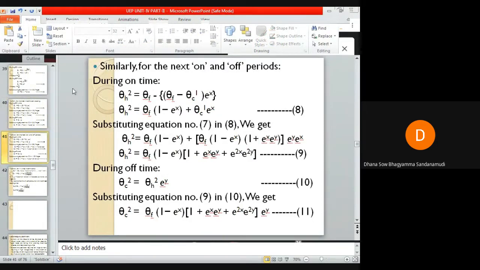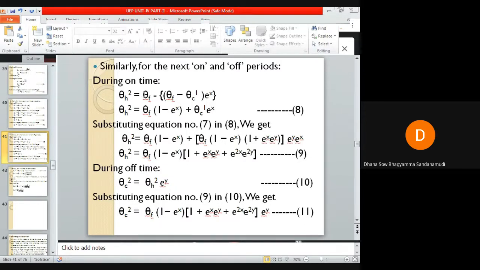Okay, let's go for one more cycle. Next again, rise in the temperature during T on and fall, cooling, during T off. So the rise in the temperature is theta H2. This is our third cycle.